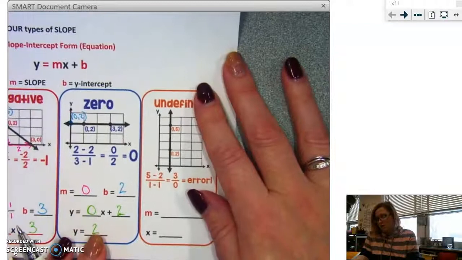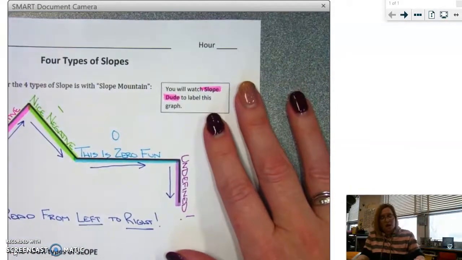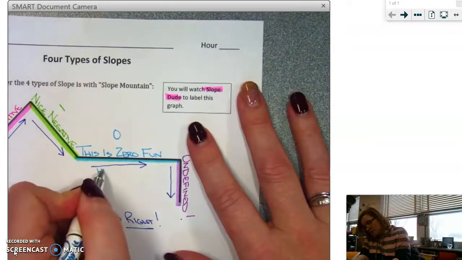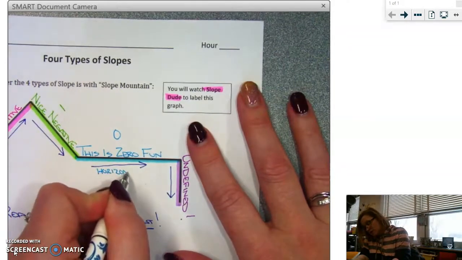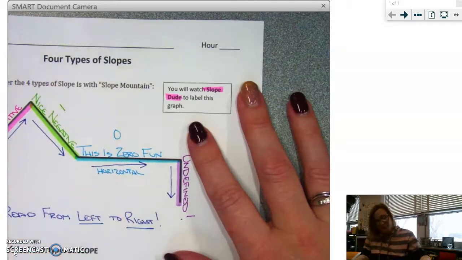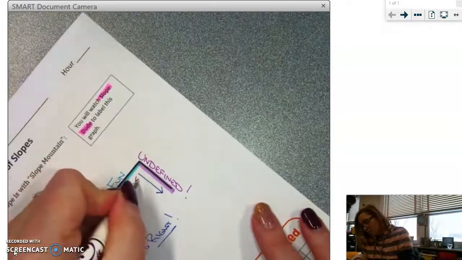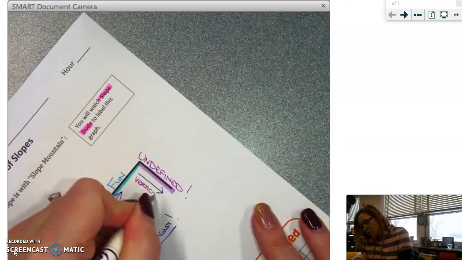And we don't have horizontal written in here anywhere, so let's go way up to the top and let's just write horizontal. And then going down, let's write vertical. So that way you have that terminology in your book also so you can see.